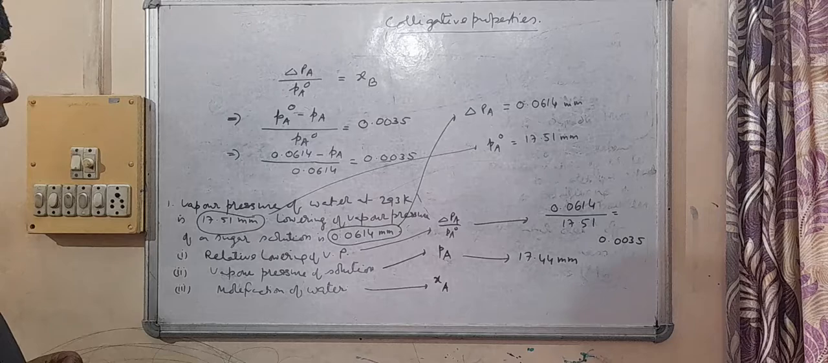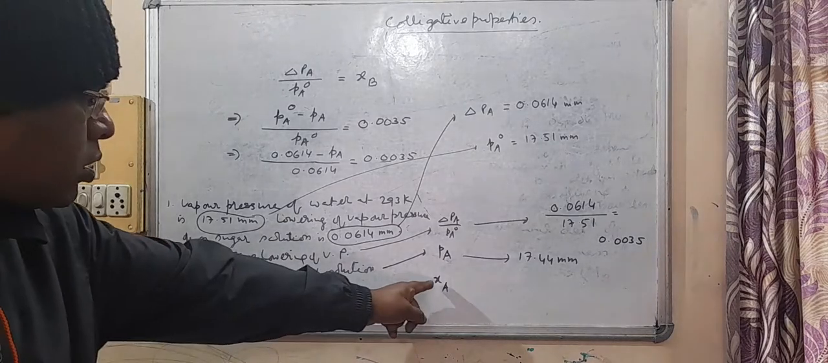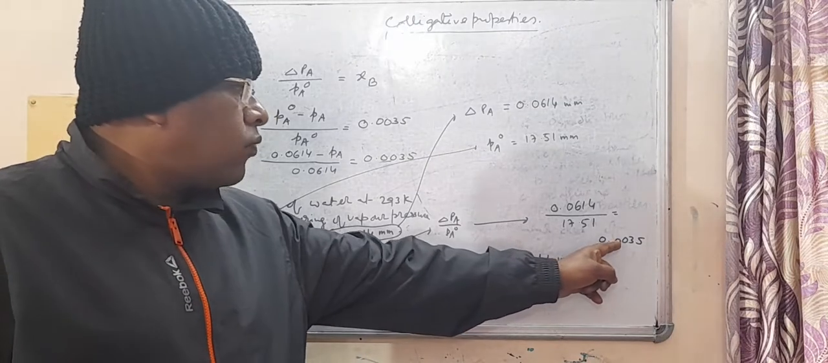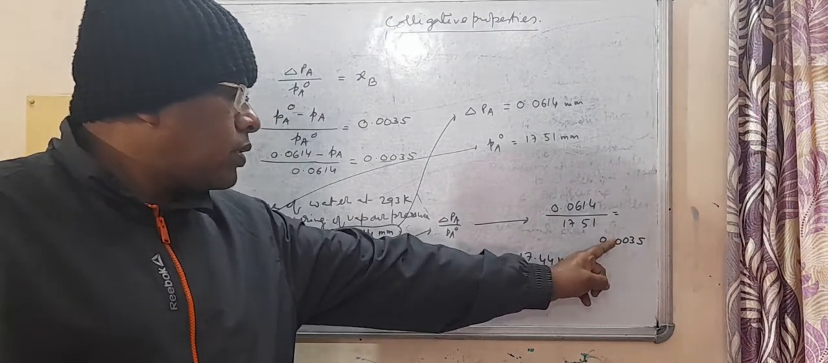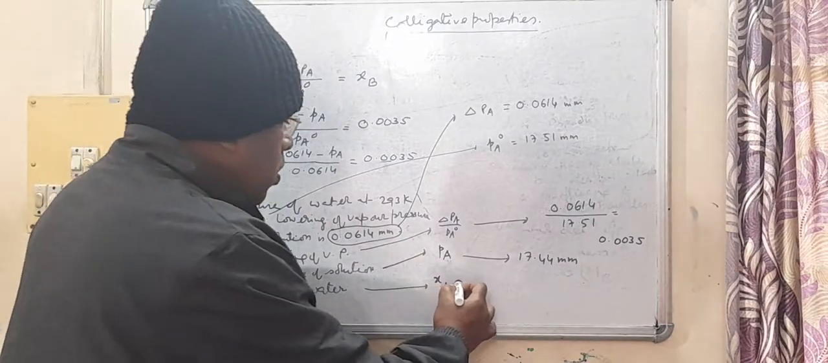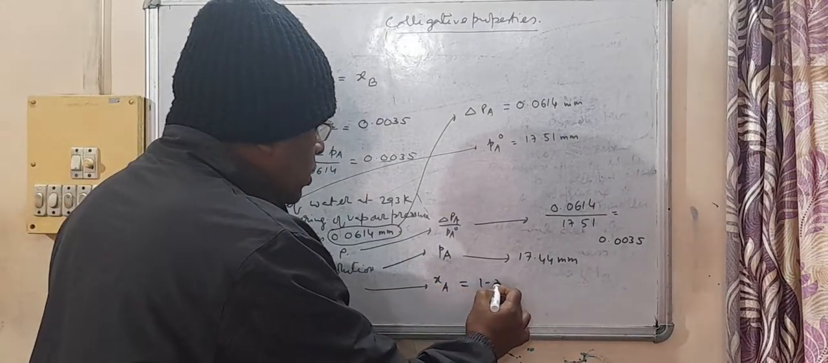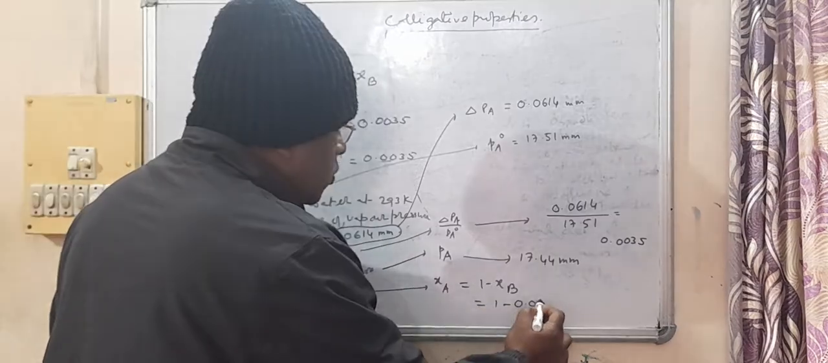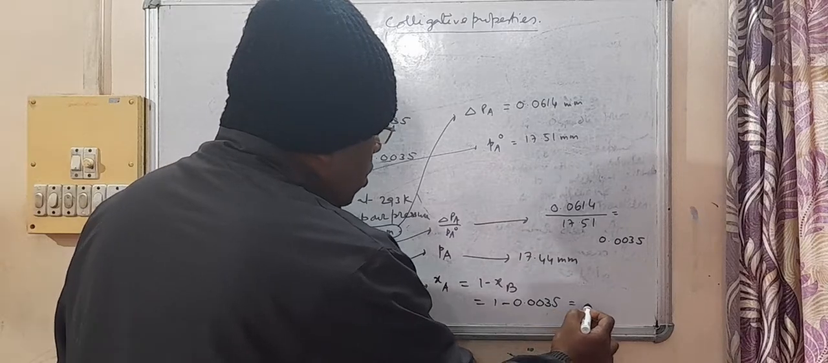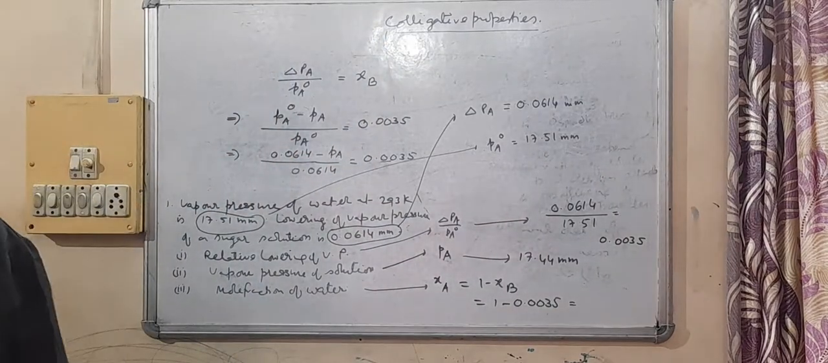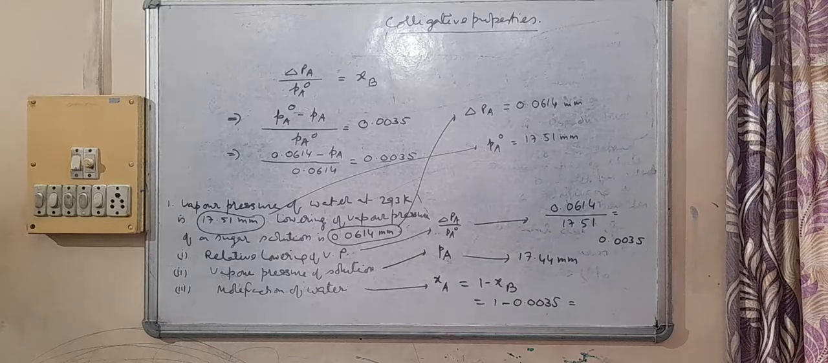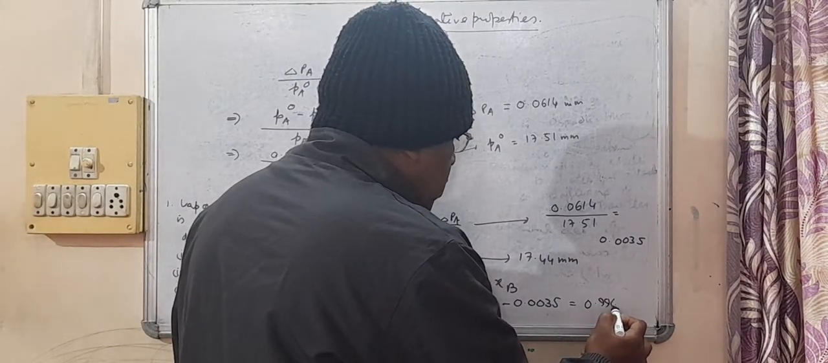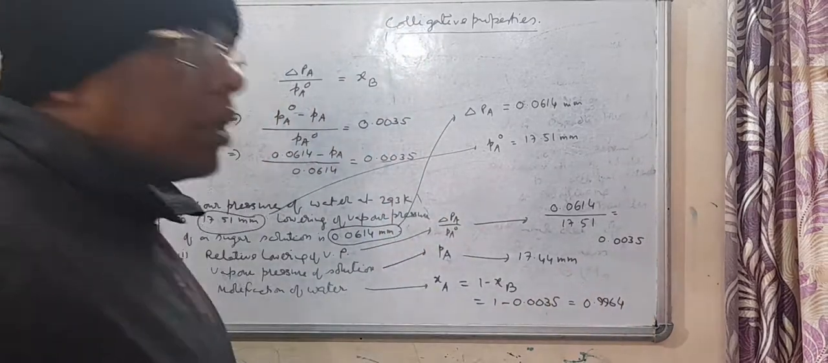Okay, and the third part, since we are asked to find mole fraction of water, since you know this is mole fraction of solute, this is chi b, and chi a will be 1 minus chi b, so 1 minus 0.0035, and from here you can easily get the answer, and that answer will be 0.9964. So this is done.